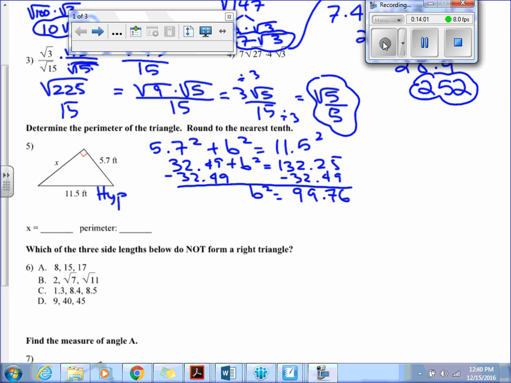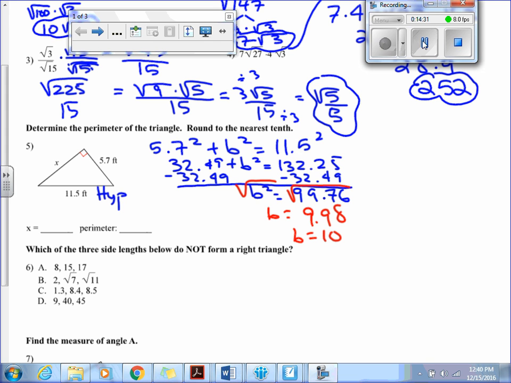Let's continue. Sorry for the interruptions. So now we take the square root of both sides. So therefore b will equal 9.98. The instructions said to round to the nearest tenth. Well, when you round this to the nearest tenth, you get 10. It's been a b squared since the beginning of the problem.